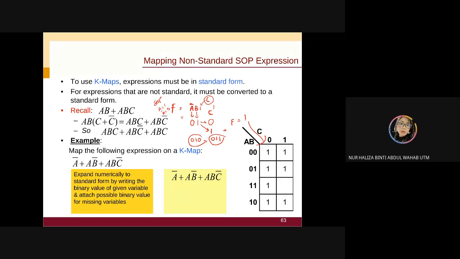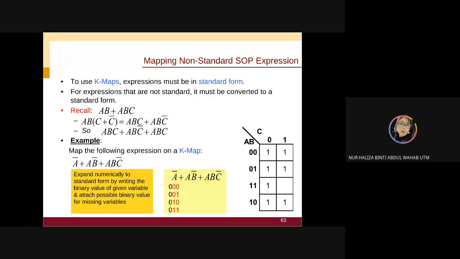Okay, go to this example. Here you have 2 variables that are missing in your product term: you have A bar, and you are missing B and C, isn't it? So what is the possible value for A bar? It is 0. That's why you can see here 0 will be fixed. What you are missing will be B and C.